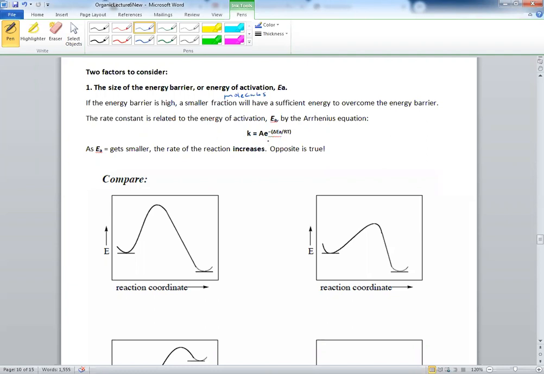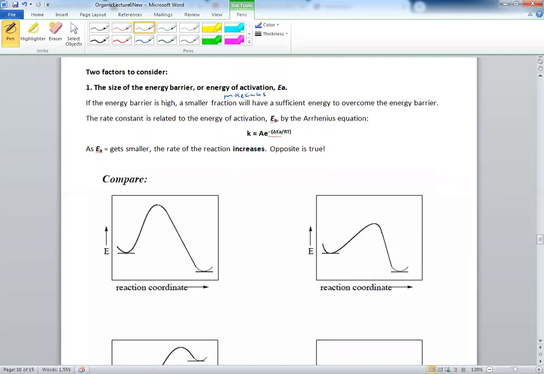So rate constant, think about it. Here's EA, it's on the top. If you increase EA and you have it to the negative power, your reaction rate constant is going to go down, which obviously is seen in those pictures right there. And the opposite is true: if you bring it down, the reaction rate is going to increase.